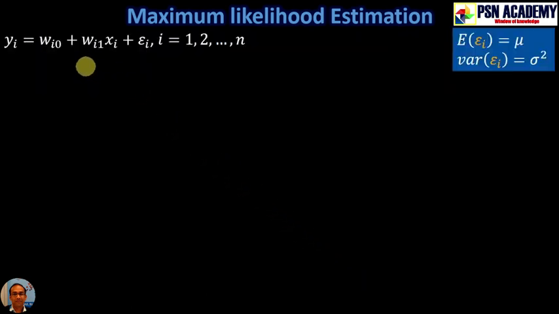So we have our equation like this. This is the equation for the ith data point or the ith example. Your i ranges from 1 to n. And you have yi, that means the ith y, equal to wi0, wi1, where wi1 is the ith w1, xi is the ith x, and this epsilon is the ith epsilon. And this part is your y hat, the ith y hat.